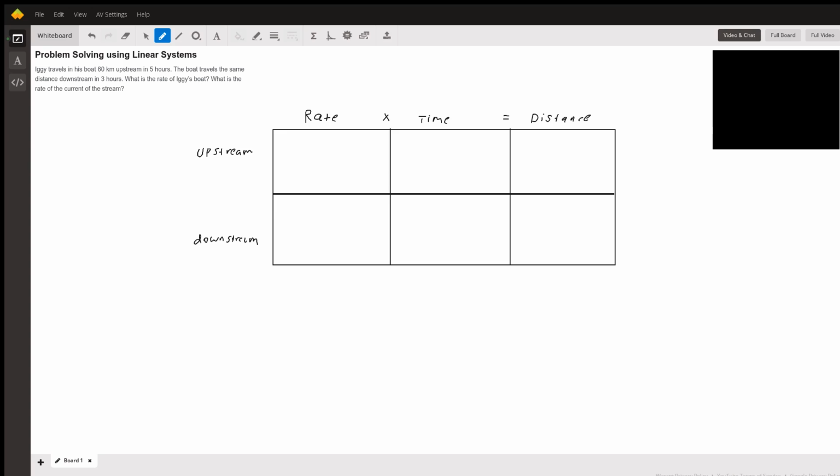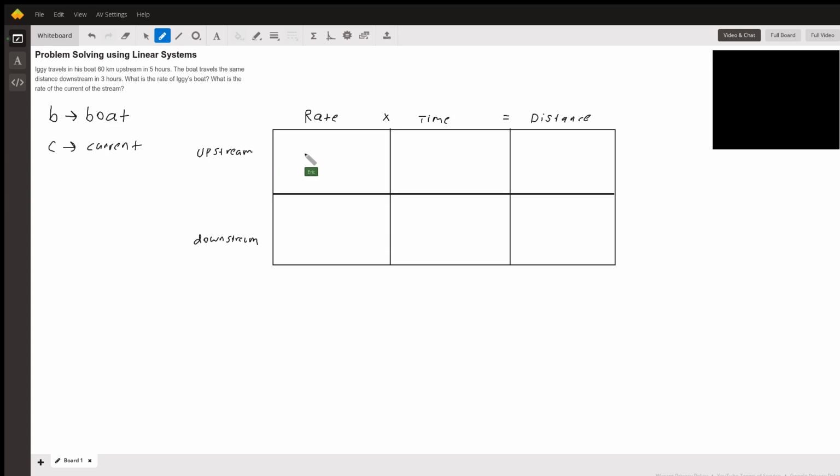So we know Iggy travels in his boat 60 kilometers upstream. So if we use variable b to represent the boat's speed, because in the end, the problem is asking what is the rate of Iggy's boat. So we need to know the boat's speed. And if we use the variable c to represent the current in the water.